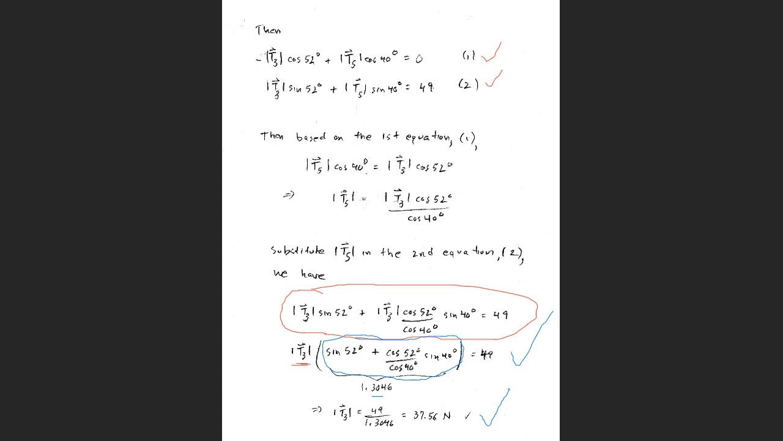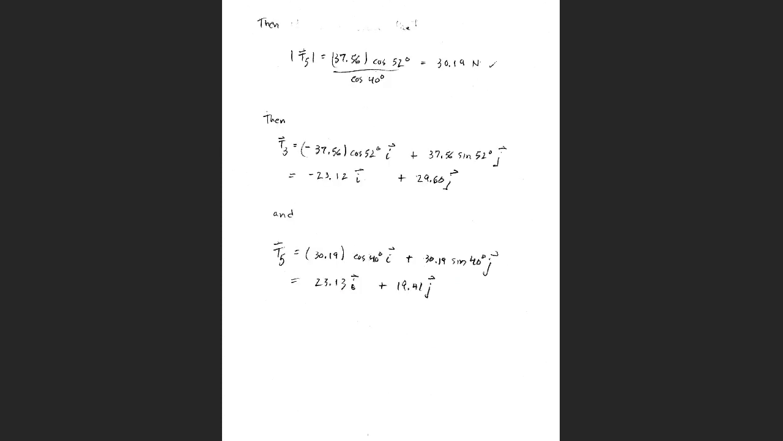Now that we know what the magnitude of the T sub 3 tension vector is, we can now solve for T sub 5, the magnitude of the T sub 5 tension vector, because this here was the magnitude of T sub 3.